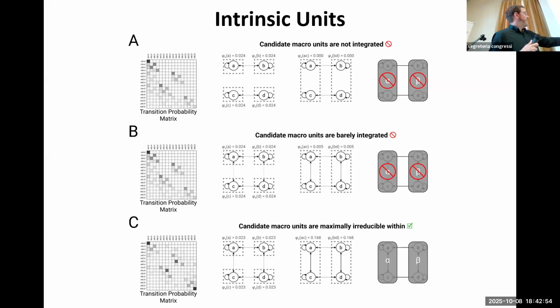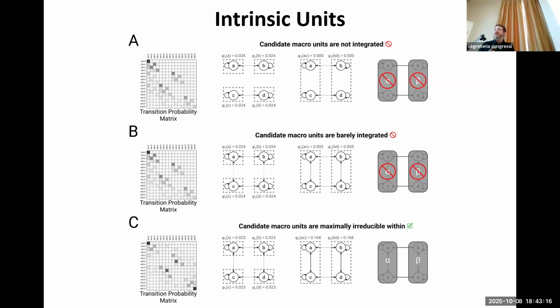And then here, AC has a stronger connection, so we get a phi of 0.16. I'm losing my eyesight for sure. But here, A is just 0.02. So here they are maximally irreducible within. Good, they satisfy our postulates. These are now macro units that we can work with and check as a system.